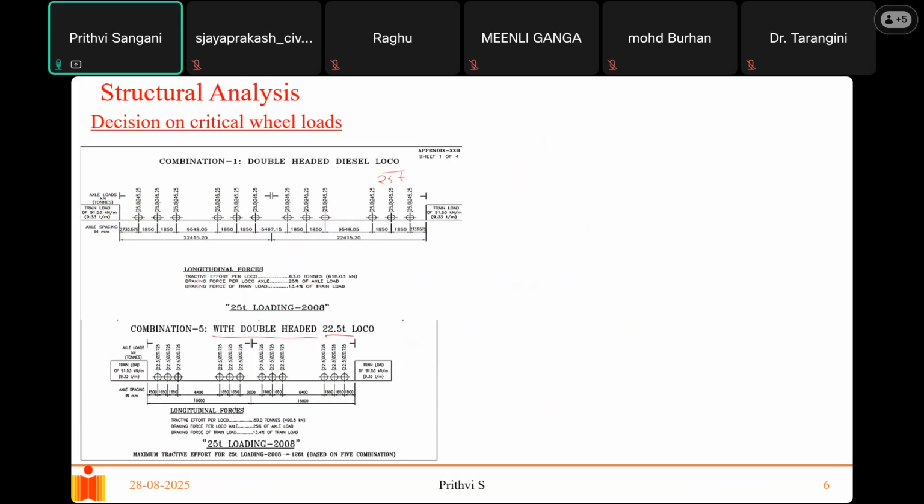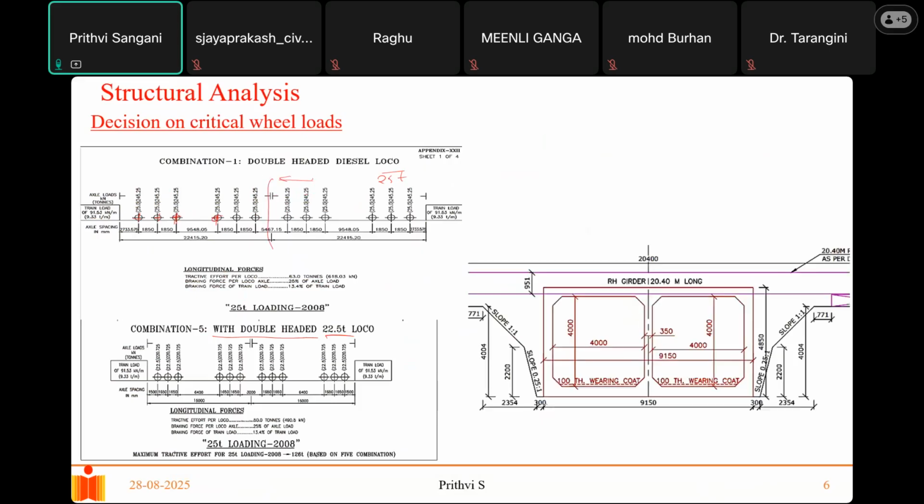Each wheel is represented by this plus sign, or this circle. This represents one wheel load. So these are three wheels, and then you have a space of 9.5 meters, and then you have another three wheels. Similarly it keeps repeating with each wagon, or each bogie. So we try to see several combinations of these train loads, and we try to place them over it.